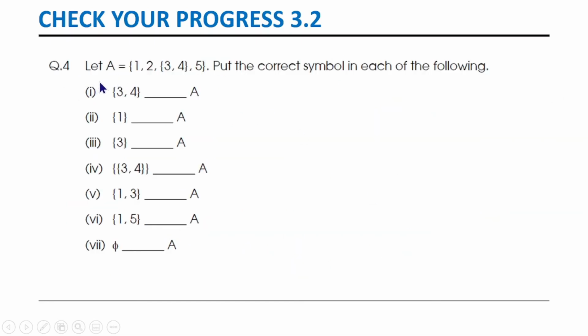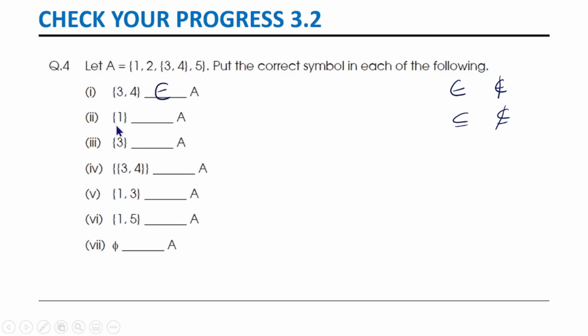Next question, let A is equal to {1, 2, {3, 4}, 5}. Put the correct symbol in each of the following. So here we have to use the correct symbol, either belongs to, does not belong to, subset of A or not a subset of A. We have to use any of these symbols. The first one is the set {3, 4}. Here the set {3, 4} is an element in A. So the set {3, 4} belongs to A.